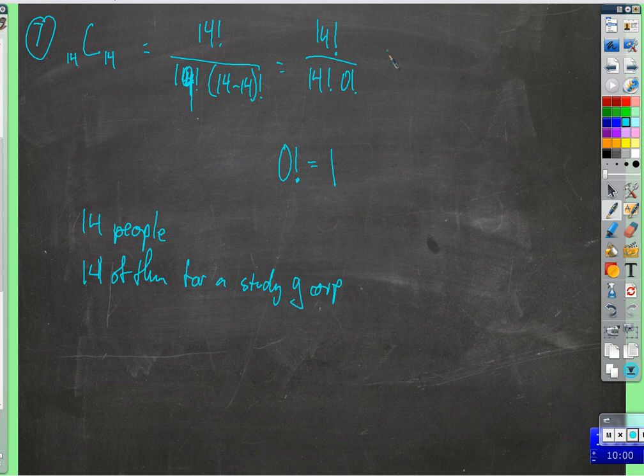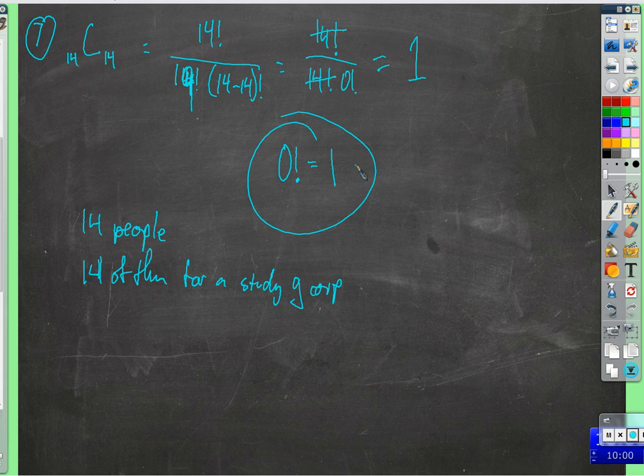So if this were 0, we'd be dividing by 0. We'd have 14 factorial times 0 would be 0, divided by 0, and we can't divide by 0. We also know that this needs to come out to be 1, so the 14 needs to cancel the 14. We need to not divide by 0, so 0 factorial must be 1.